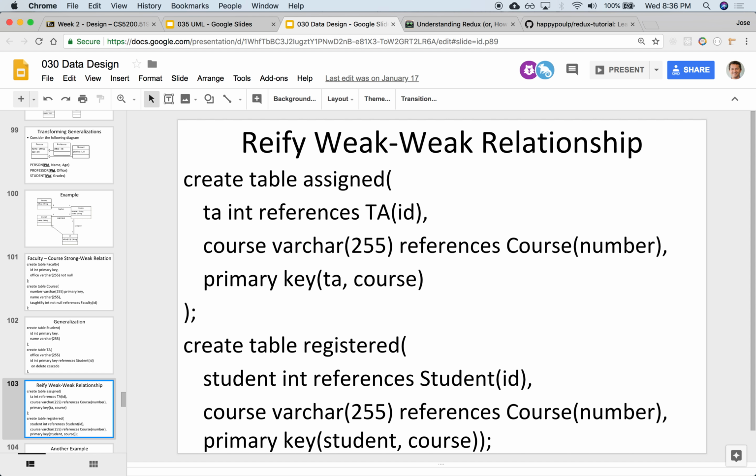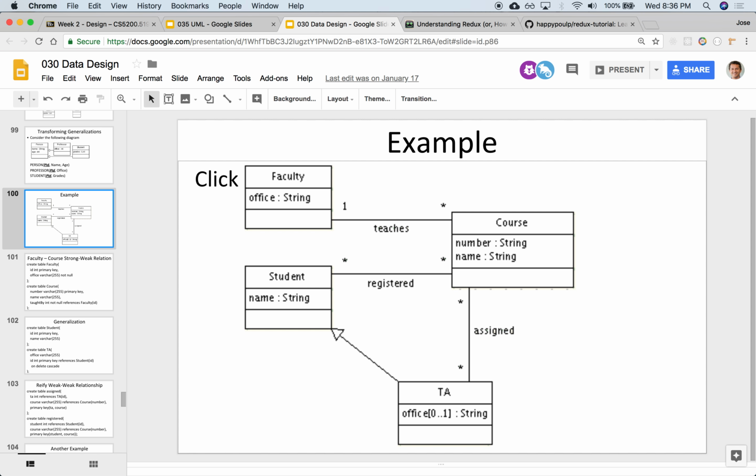And here we are capturing the relationship of assigned, and the assignment. Notice that it's a many-to-many, meaning that this needs to be reified. This needs to be converted into a many-to-many table, a mapping table that has a foreign key to the course and a foreign key to the TA. So this needs to be converted into an assignment table that has two foreign keys pointing on either side. Also here, this registered relationship also needs to be reified. See that?